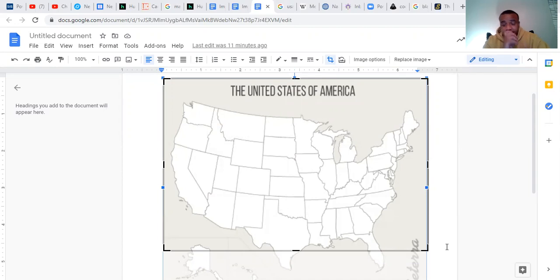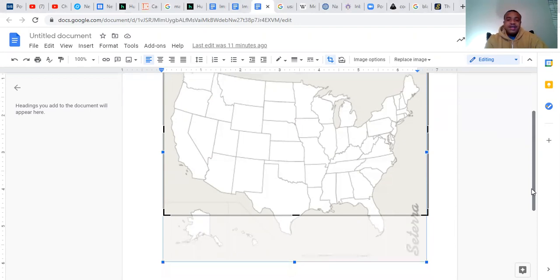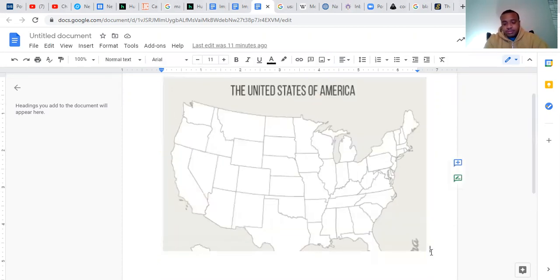Now, this is a blank US map, and today we are going to go over the state capitals. There will be a part 1 and 2 to this video. In part 1, we'll go through 1 to 25, because of course there are 50 states, and we'll do 26 through 50 in part 2.